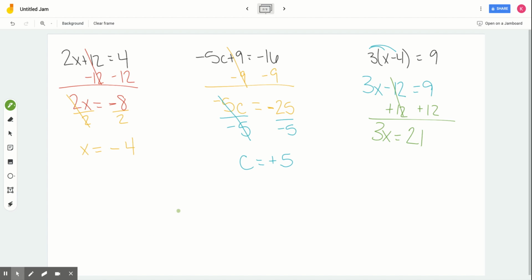Now go ahead and try to finish this on your own. If you said we needed to divide by 3 on both sides, and we ended up with an answer of x equals 7, you are correct.